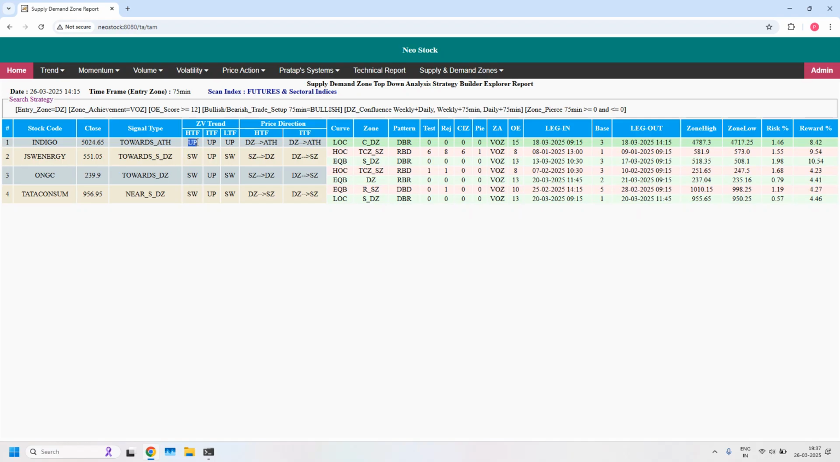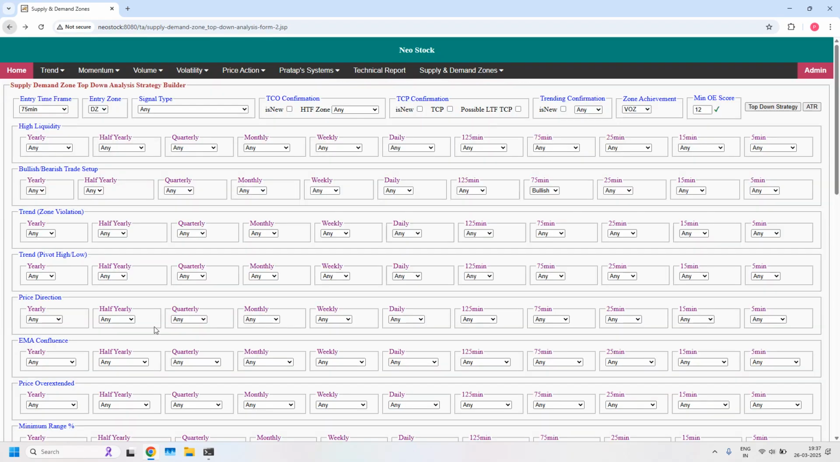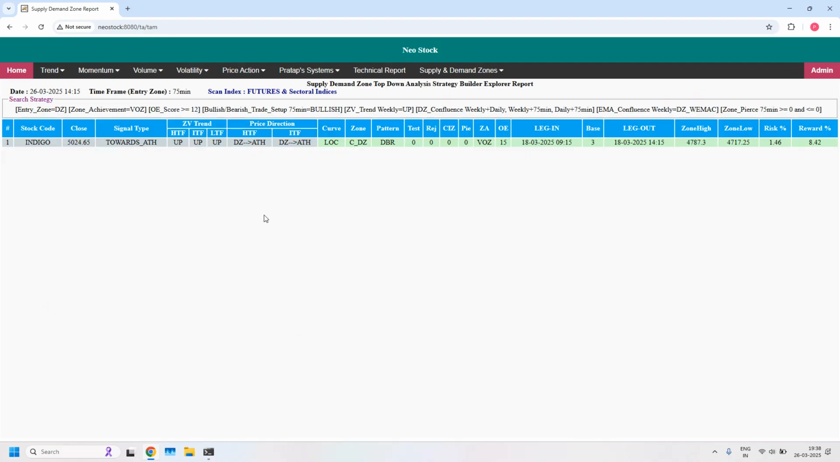But weekly trend is only uptrend, only one stock. Let us check if this stock's weekly demand zone has weekly EMA confluence. The EMA weekly, checking weekly demand zone having weekly EMA. But the trend should not be sideways. So that's why in the trend at weekly, I am selecting uptrend, because it is a bullish trade setup. So that one stock is filtered. So this has an even higher probability of success. So this is about a bullish trade setup for weekly income trade.